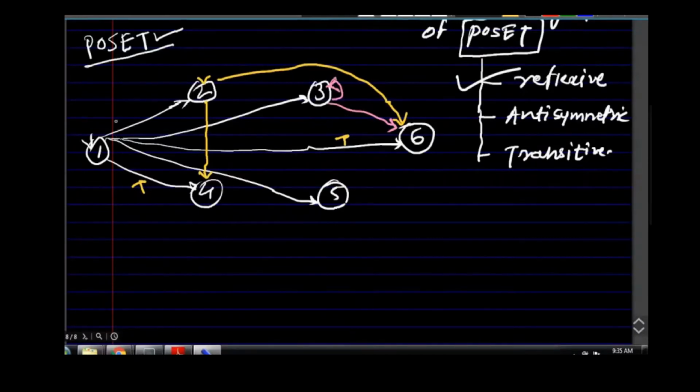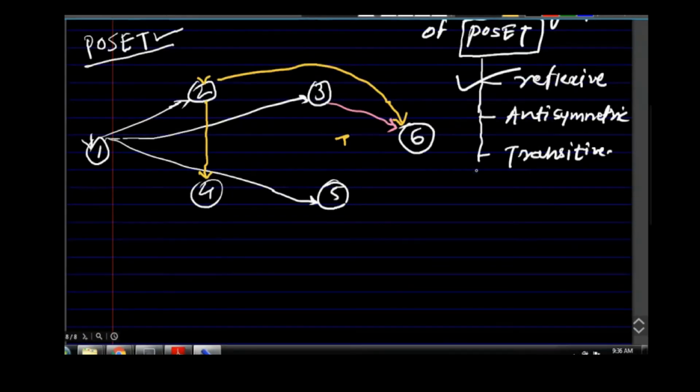Then which one is transitive? 1 to 3, 3 to 6. Similarly, 1 to 2, 2 to 6, and then 1 to 6, the same edge, is a transitive edge. If you remove this transitive edge also, then the graph can be minimized, because we know that a poset is transitive. That means these edges are not required. So we have minimized this graph.